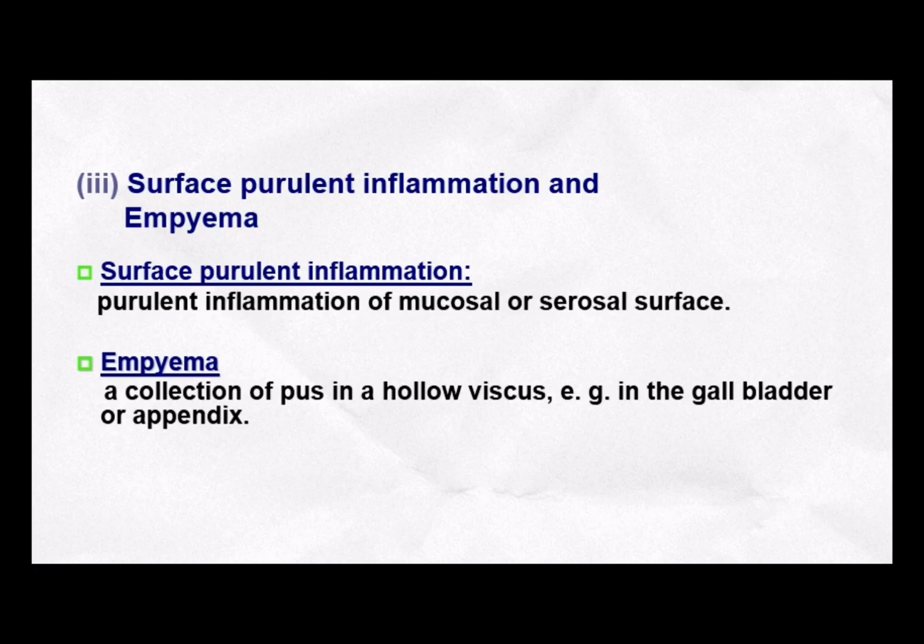An empyema is a collection of pus in a hollow viscus, such as the gallbladder or appendix. The term is also used for a collection of pus in the pleural cavity.